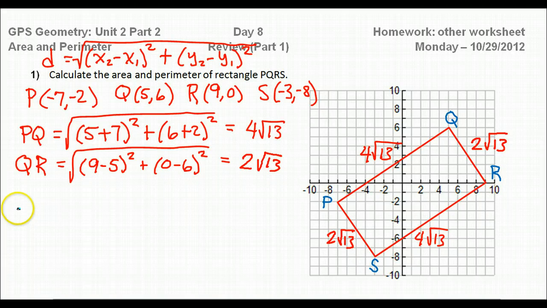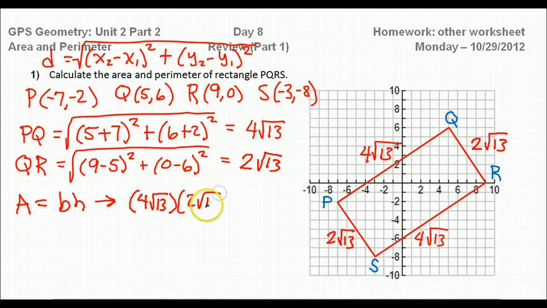Alright, so if I want to find the area, I can do that now. Area is just base times height. So in this case, I can look at 2 radical 13 as the base if I want, and 4 radical 13 as the height. It really doesn't matter. I could have looked at 4 radical 13 as the base, which would make 2 radical 13 the height. Either way, I'm going to wind up multiplying those two things. So the area is going to be 4 radical 13 times 2 radical 13. So that is 104.